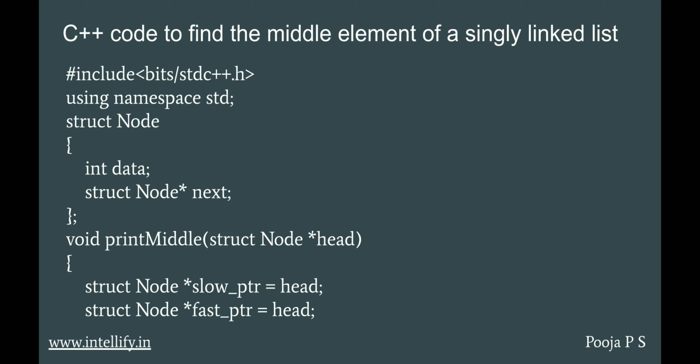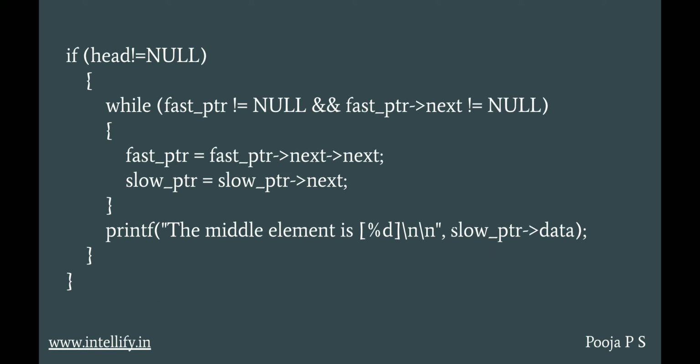And here we are creating two pointers, that is the slow pointer and the fast pointer, as I said in the algorithm. And here we are checking the condition, that is if head is not equal to null, then we are checking another while condition, that is fast pointer is not equal to null and fast pointer of next is not equal to null. If this condition is true, then these two statements will be repeated, that is fast pointer is assigned as fast pointer of next and slow pointer is assigned as slow pointer of next.